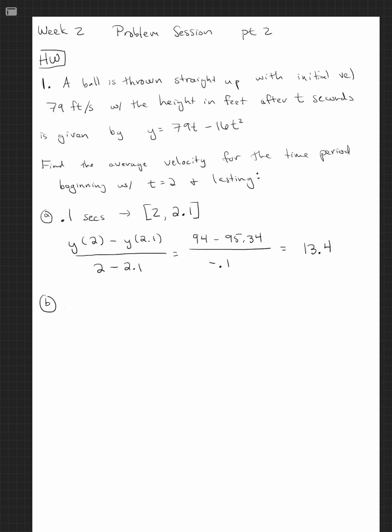Now the second part said that it was going to last 0.01 seconds. So that means we're looking at the interval 2 to 2.01. So we're going to do the same formula. We just have a slightly different second one. And plugged all that in.